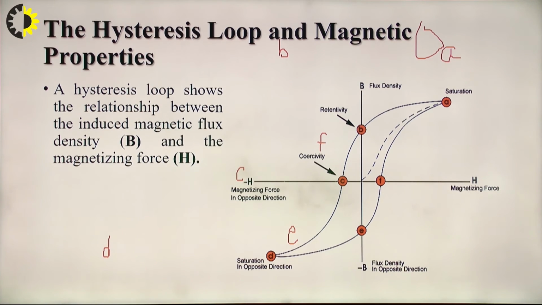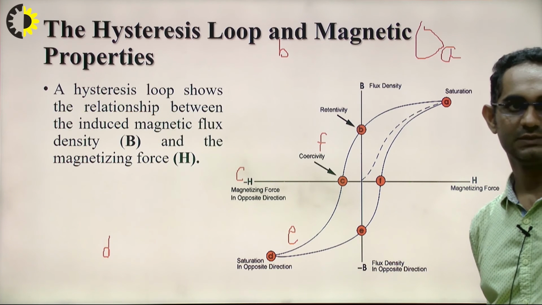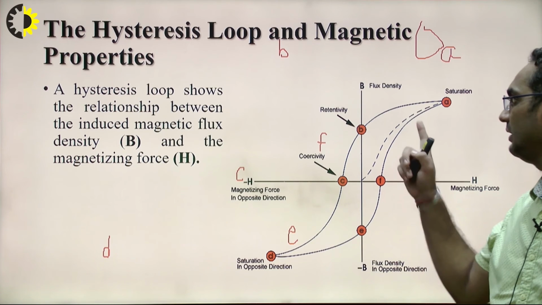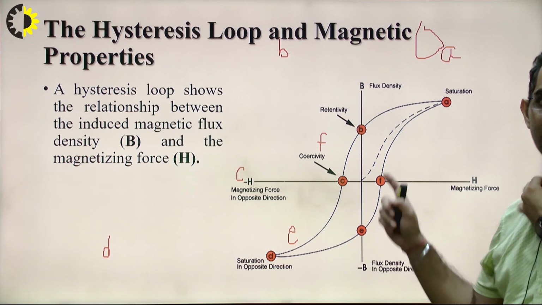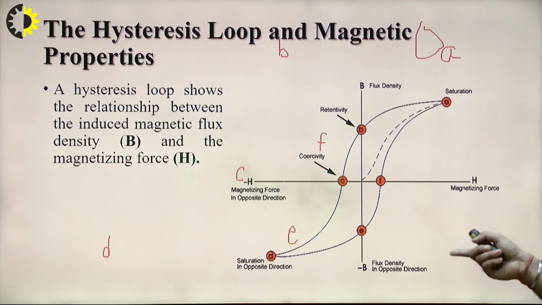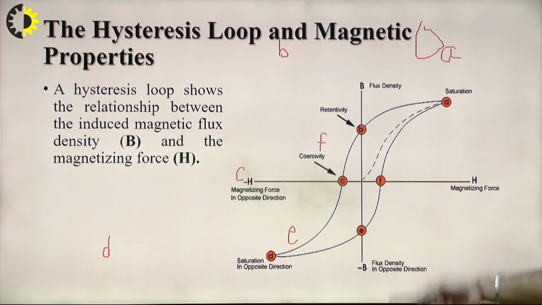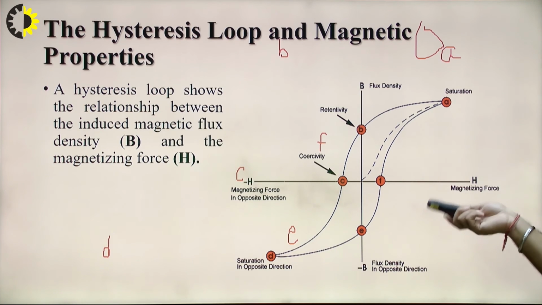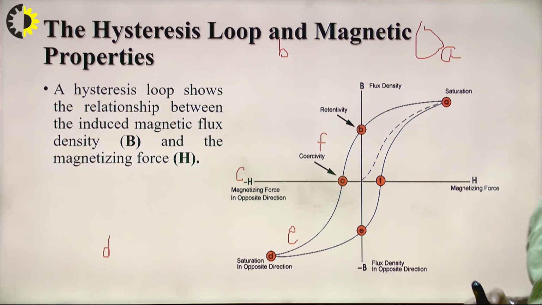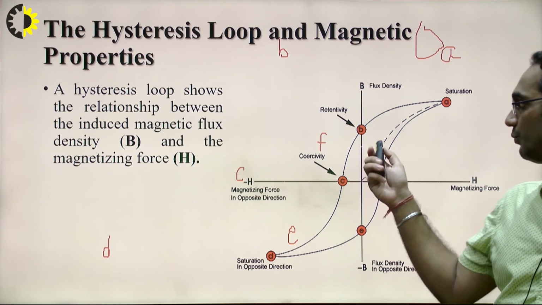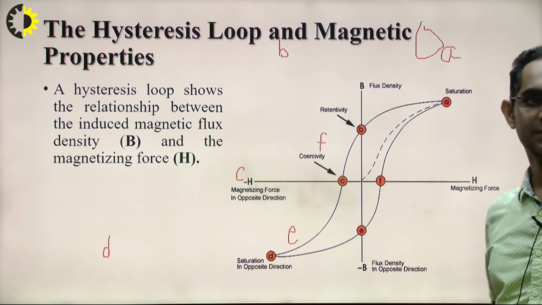The hysteresis loop shows the relationship between the induced magnetic flux density B and the magnetizing force H. This is the flux density B, and this is the magnetizing force H. This is the magnetizing force in the opposite direction. When the magnetizing force reaches the saturation point, these are the points for the retentivity and coercivity.